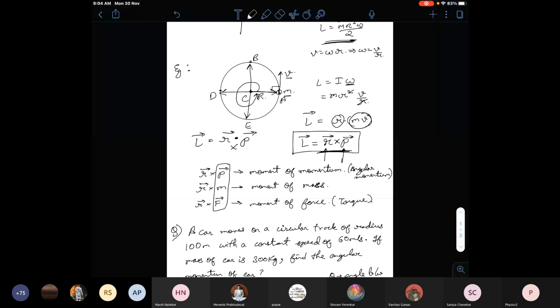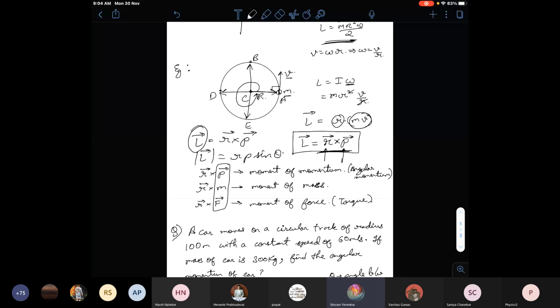Suppose you wrote r dot p. If you write r dot p, the result should be a scalar quantity. But the result is a vector quantity, so it cannot be a dot product. It has to be a cross product. And by the definition of cross product, when I write its magnitude, it comes out to be r p sine theta.